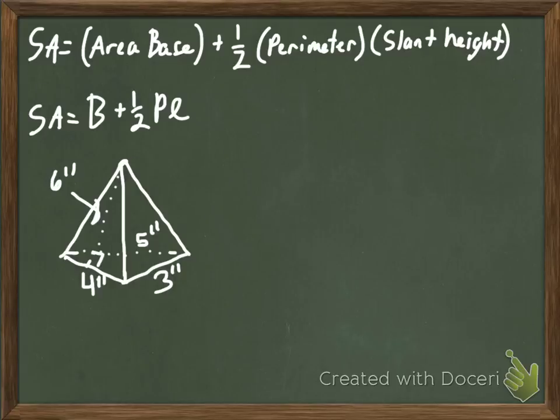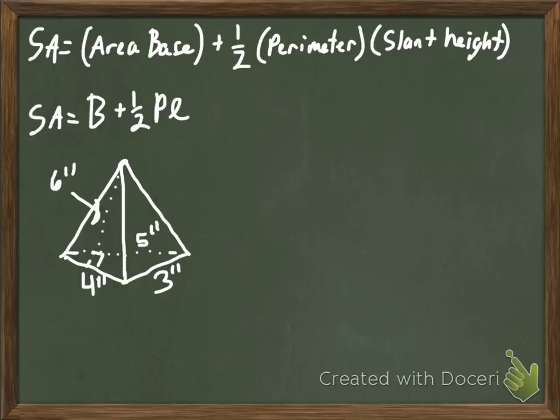So here's the surface area formula we're going to use to find the surface area of our pyramids. It says surface area equals the area of the base plus 1/2 times perimeter times slant height. Or, to make it smaller, surface area equals B plus 1/2 PL.